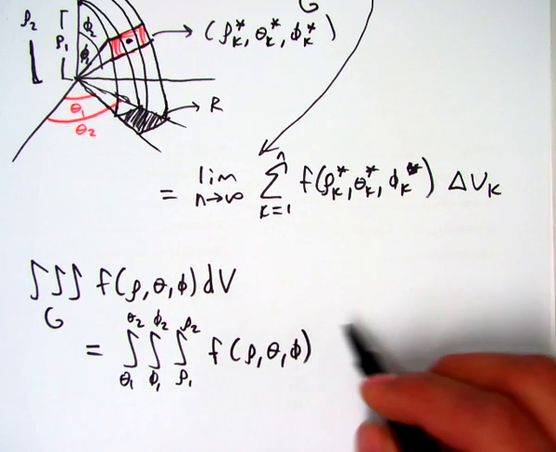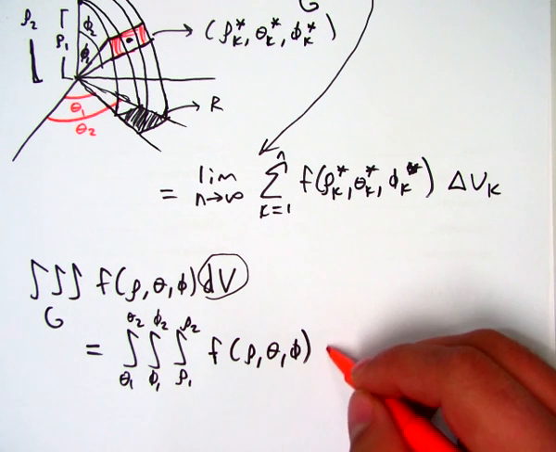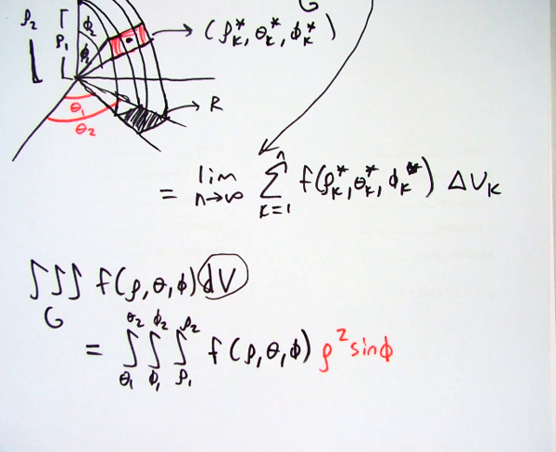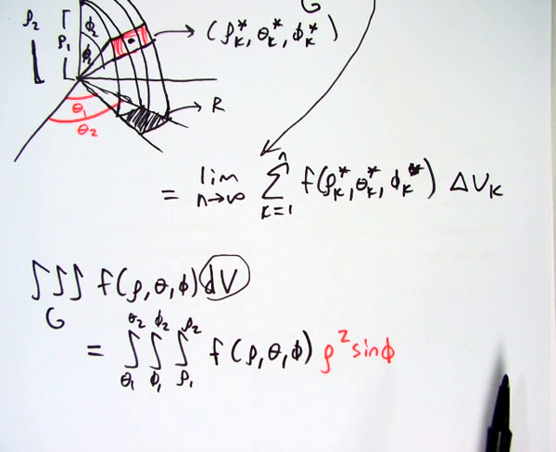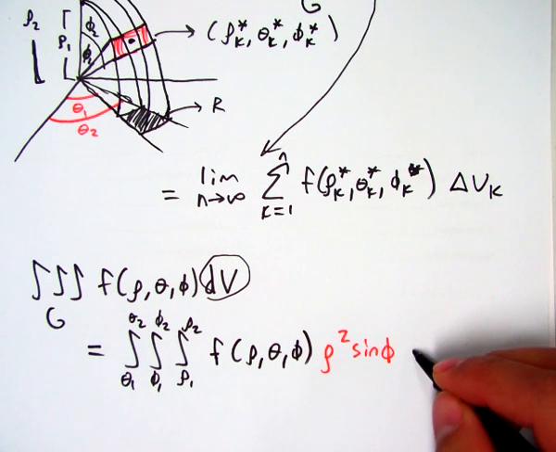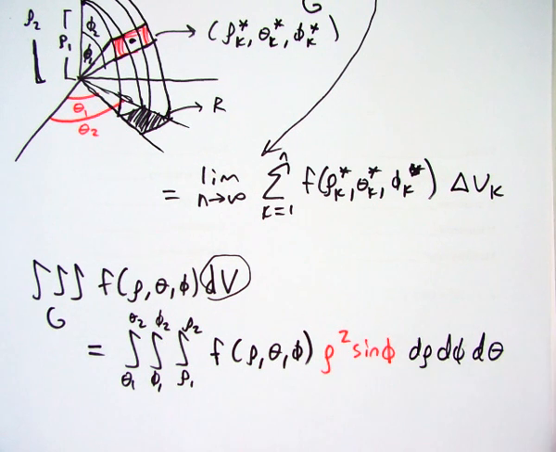And now the dv, here's the very important part. In cylindrical and in polar, what was the extra factor that popped up in the integral? The r. Okay, in spherical, it's going to be rho squared sine phi. That's the extra factor. That's sort of our adjustment or scaling factor when we switch from rectangular to spherical. And then we, of course, have our d rho, d phi, d theta.